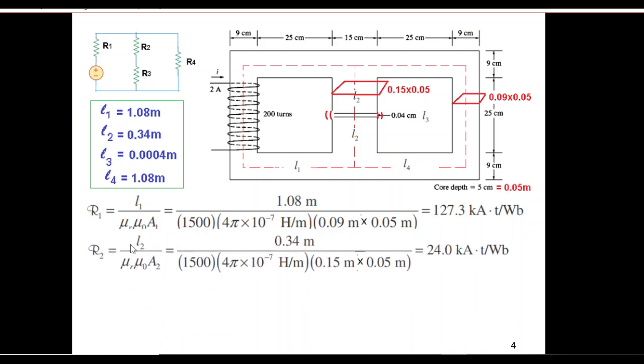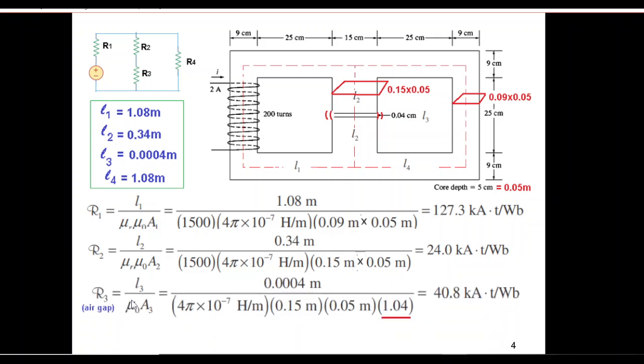Now we calculate R2 exactly the same way, except that L2 and A2 will be different. L2 is 0.34. A2 in this case is 15 by 5, or 0.15 into 0.05. Solving, we get R2. Now R3, you have to be careful. R3 is the reluctance of the air gap. So for that, the formula will be changed. Mu R will be 1, or it will not be present because there's no material inside. It is just the air. So we'll just use air permeability, which is this value. And then the area is the same as the R2 area, so this area.